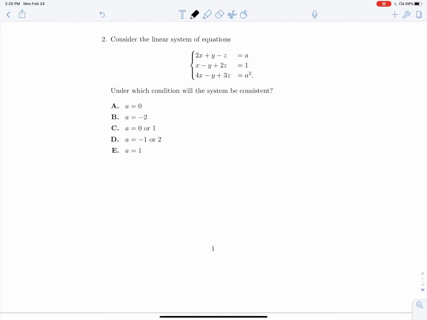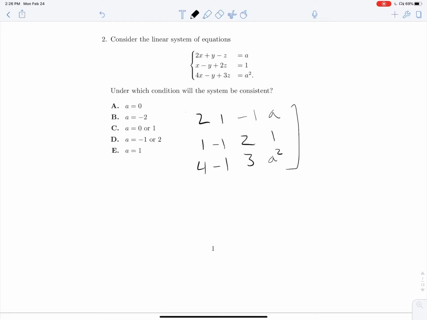Question 2, consider this linear system of equations. Under which condition will the system be consistent? So essentially, what we're going to be doing is setting this up and solving it to the point where this entire bottom line here is all zeros, and it's equal to some expression of a, which also must be 0. So let's go. 2, 1, negative 1, a, 1, negative 1, 2, 1, 4, negative 1, 3, a squared.